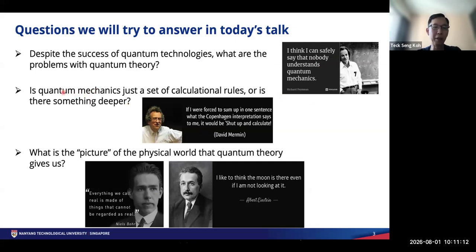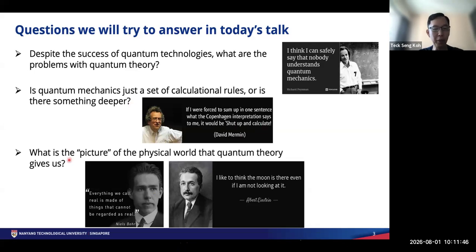And is this theory called quantum mechanics just a set of calculational rules, or is there something deeper? Because David Mermin, also a famous physicist, says, if I were forced to sum up in one sentence what the Copenhagen interpretation says to me, that's the interpretation of quantum mechanics, it will be shut up and calculate. Shut up meaning don't ask questions, but the calculations will just give you the so-called right answers.